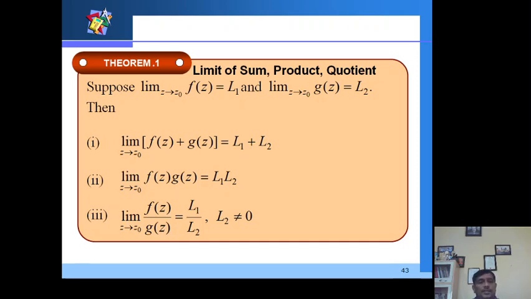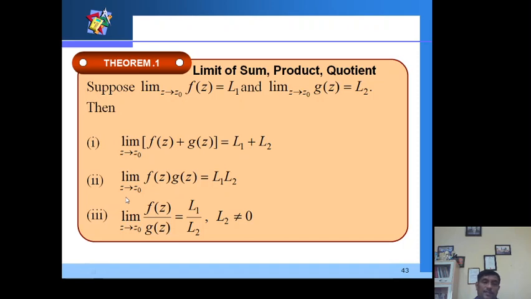Suppose the limit as z tends to z naught of f of z is equal to L1, and the limit as z tends to z naught of g of z is equal to L2. Means there are two limit functions. For the limit of a sum, if you add these two limits as z tends to z naught, then you get L1 plus L2.